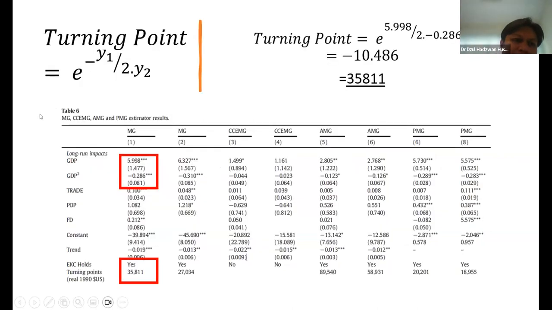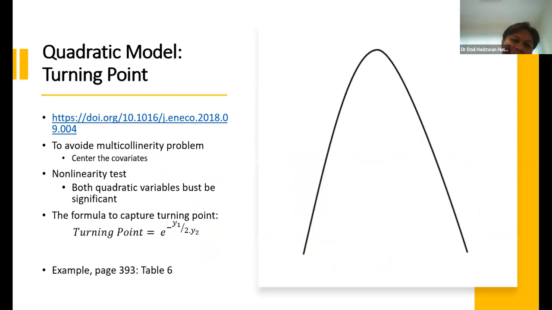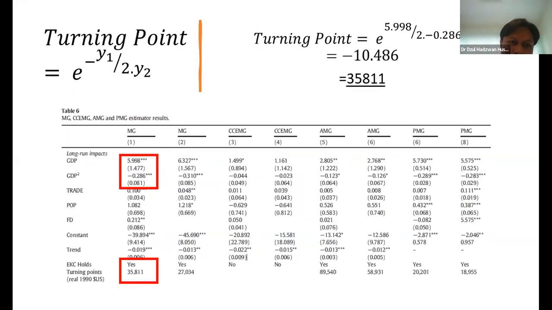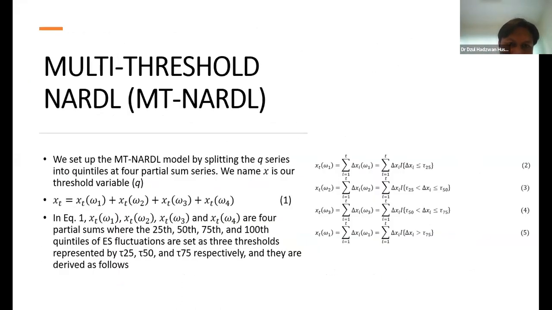Okay, that is for the quadratic. Are you okay with that? Okay, let us proceed first.